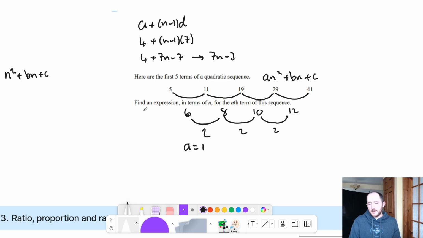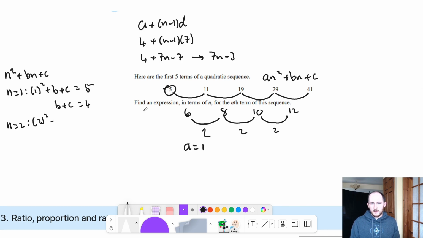I use simultaneous equations for this. Okay, so when n equals 1, right, that would be 1 squared plus b times 1, so b plus c equals 5. Right, so I have b plus c is equal to 4 because 1 squared is 1. Then when n equals 2, I have 2 squared plus 2b plus c equals 11. Right? So that gives me 2b plus c equals 7.